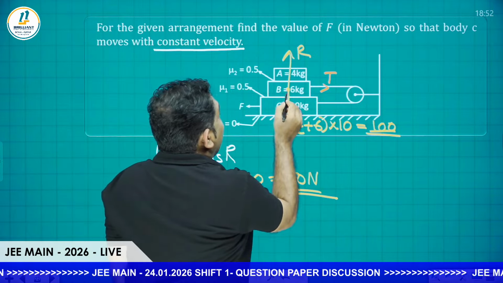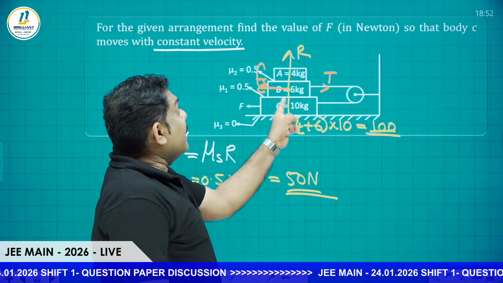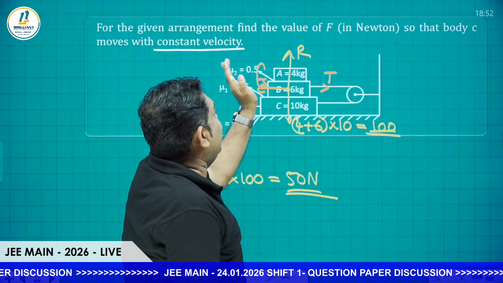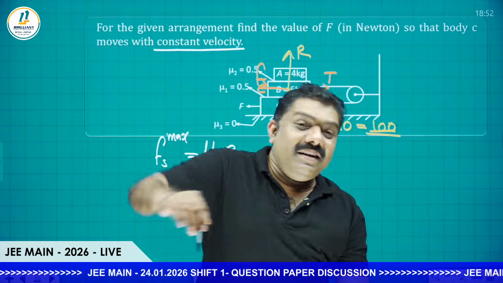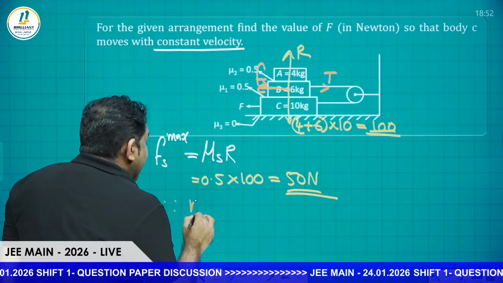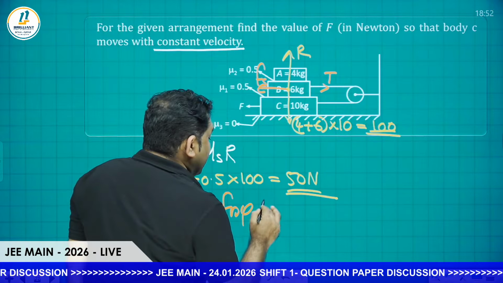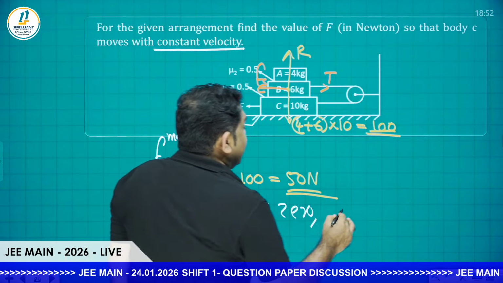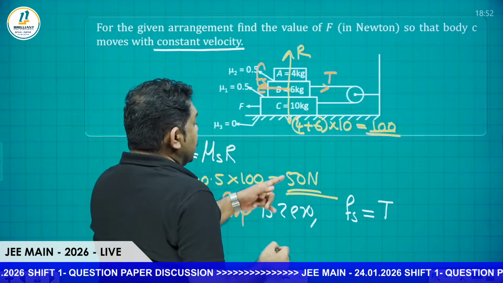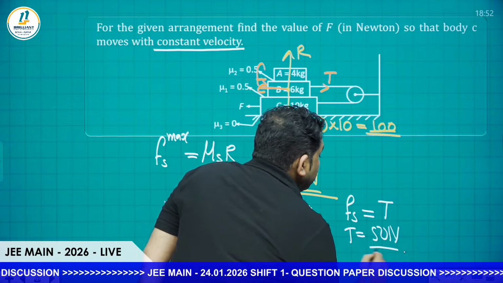So Fs will be in the opposite direction. So we can say Fs will be there. Now, since it is moving with constant velocity, tension and Fs will be equal. Since the net force is 0, Fs is equal to T, and Fs is 50. So we are getting T equal to 50 Newton.